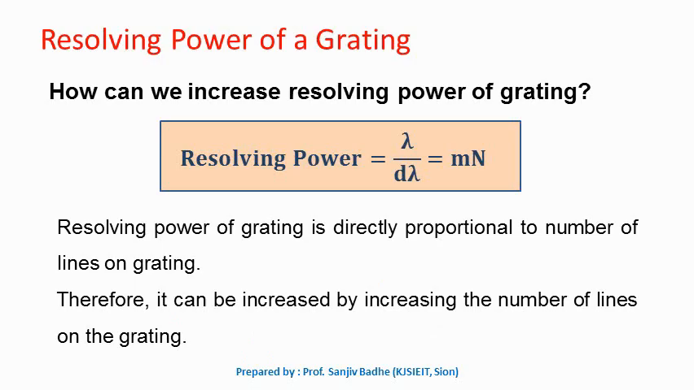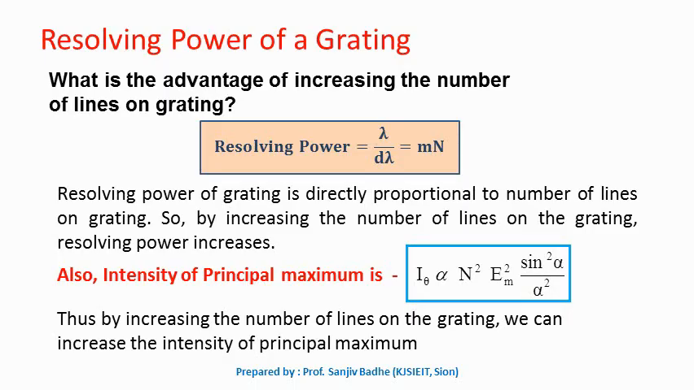So let us try to answer some of the simple questions based on this resolving power relation. How can we increase the resolving power of a grating? We have found the relation for resolving power, that is equal to m into n. So the resolving power of a grating is directly proportional to the number of lines on the grating. So we can increase the resolving power of the grating by increasing the number of lines on the grating. Simple.